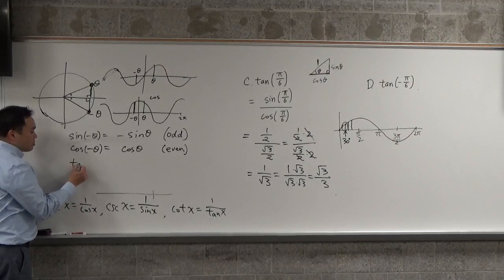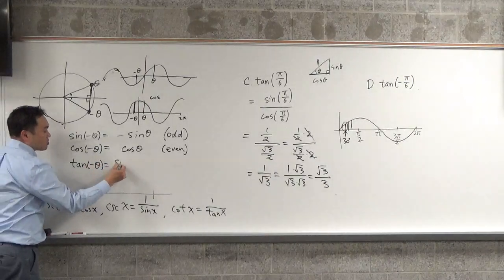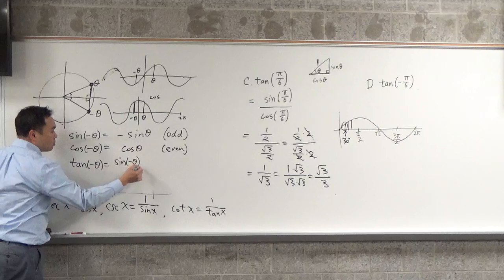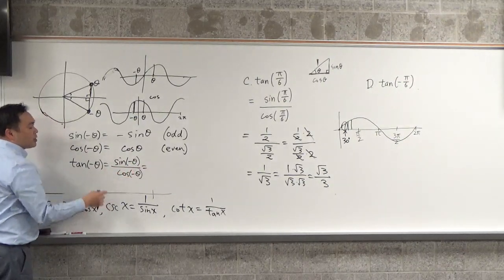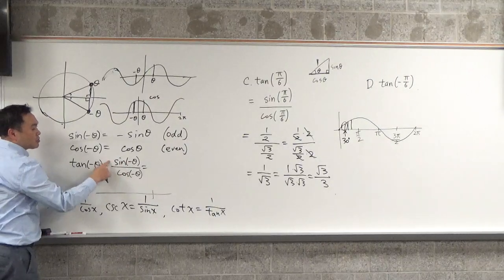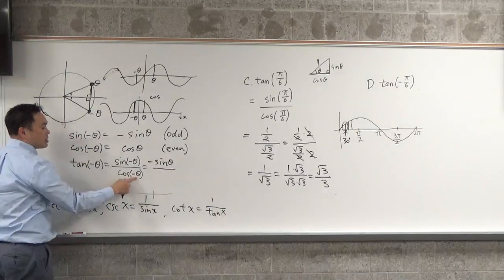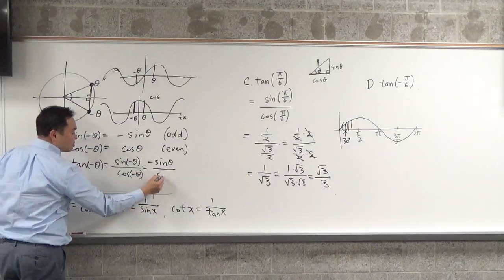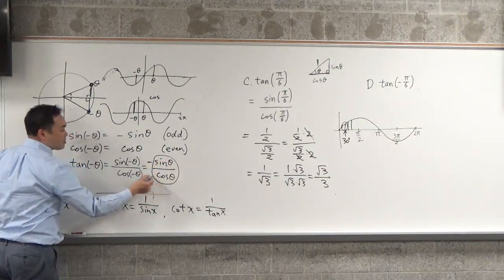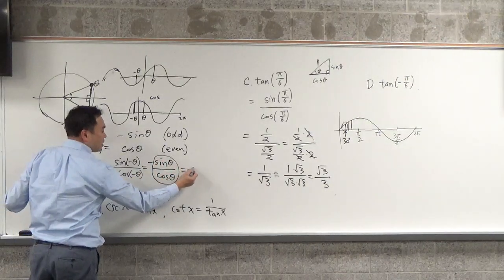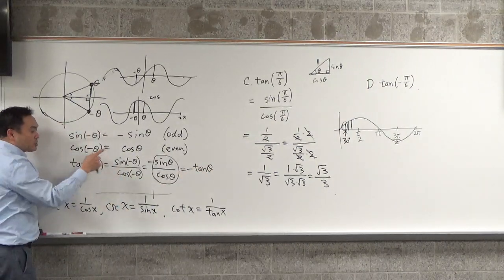Now, what about tangent? Because tangent is sine over cosine, you get sine of negative theta over cosine of negative theta. Because in sine of negative theta the negative comes outside, whereas cosine of negative theta eats up the negative, so this is just cosine theta. And if you look at this much, that's just tangent theta, so you end up with negative tangent theta. Which means tangent also is an odd function.